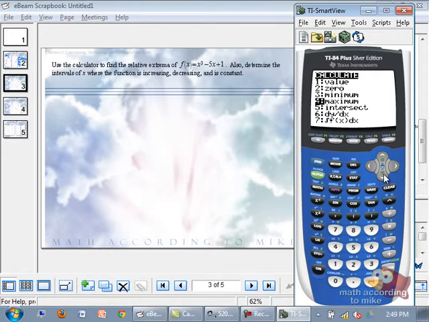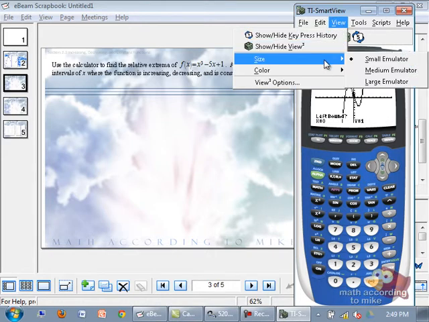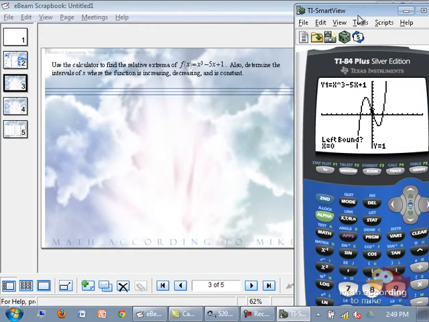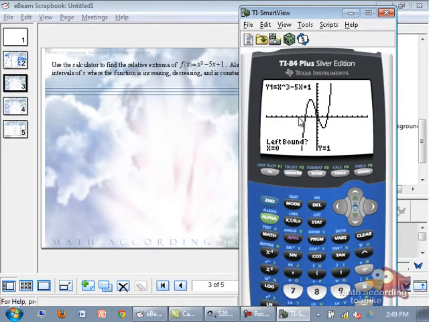We're going to be doing min and max. Intersect is where two functions are intersecting. These two guys. So number 4 is what you want to pick, maximum. The calculator asks you for 3 things. Let me make this a little bit bigger. The first thing it asks you for is the left bound. That means you want to take your cursor, which is blinking right now, and move it to the left of the maximum.